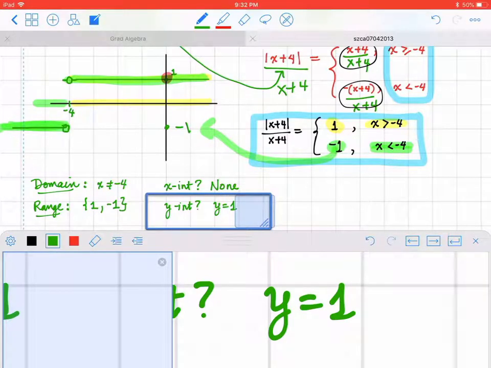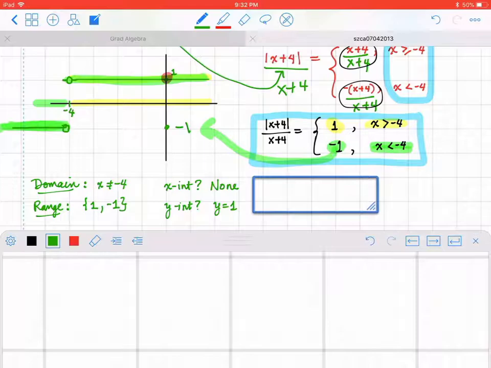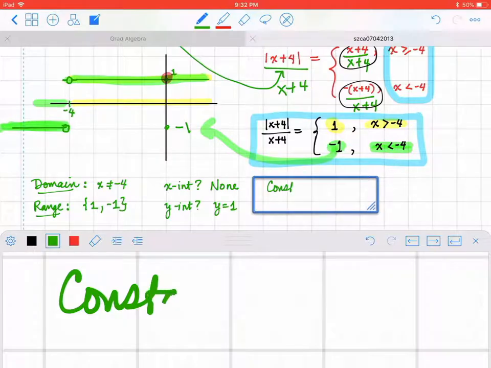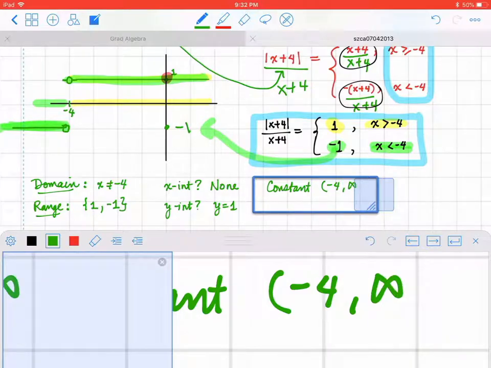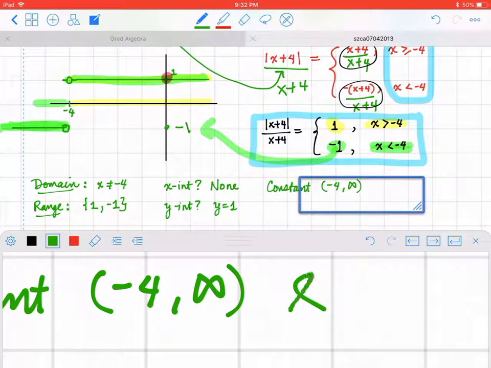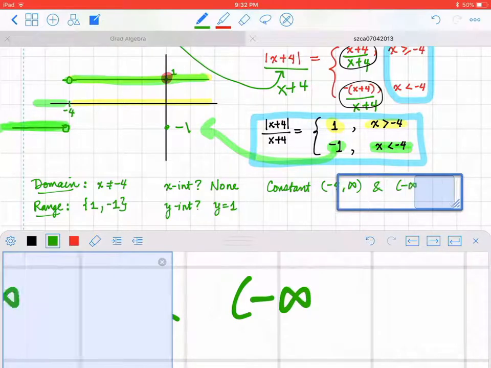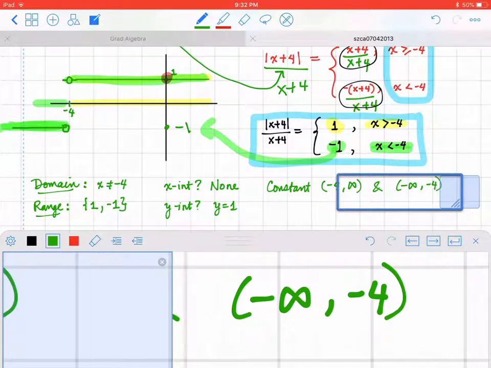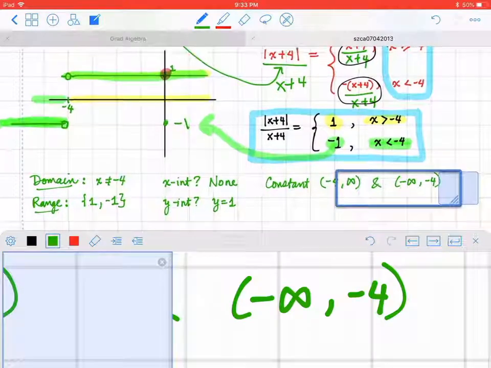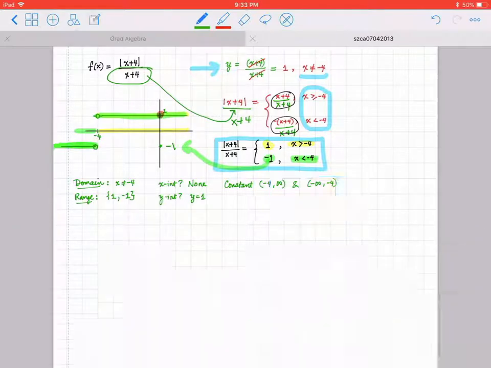And does it increase or decrease? No increase, no decrease, but it is constant on the interval -4 to infinity and -infinity to -4. So you have constant pieces of it, and this is pretty much everything there is to know about this function here. I hope that wasn't confusing, and if you have any more questions, just let me know.